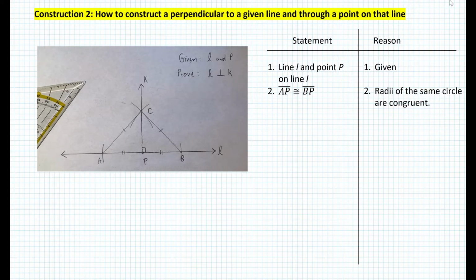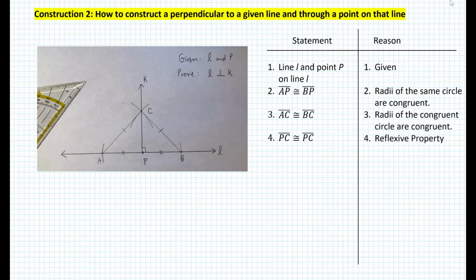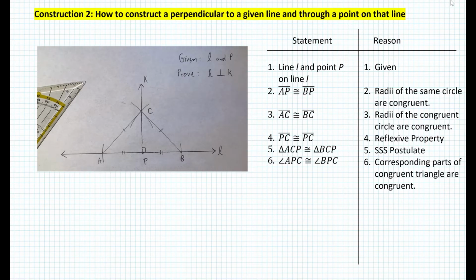Well, if we look at segment PC or CP, doesn't matter, we can say that it's congruent to itself. And we know that is true because of the reflexive property. And again, we can now prove the triangles congruent. Here we can say that triangle ACP is congruent to triangle BCP because of the SSS postulate. Since they're congruent, the corresponding parts are congruent, namely angle APC congruent to angle BPC, because corresponding parts of congruent triangles are congruent.